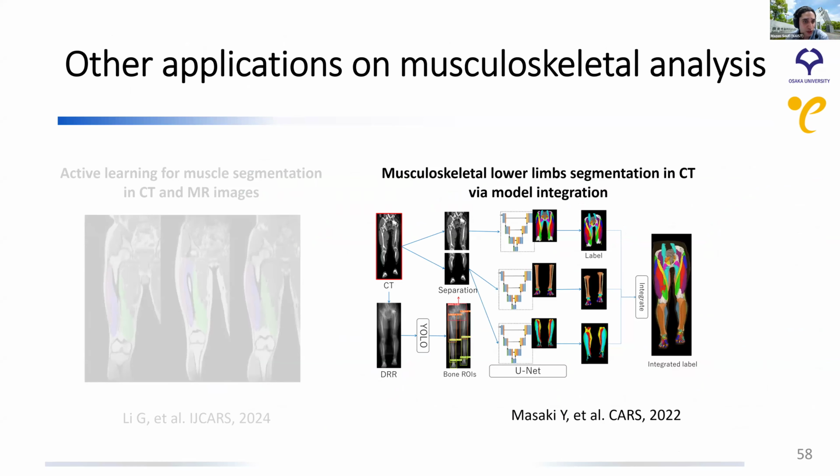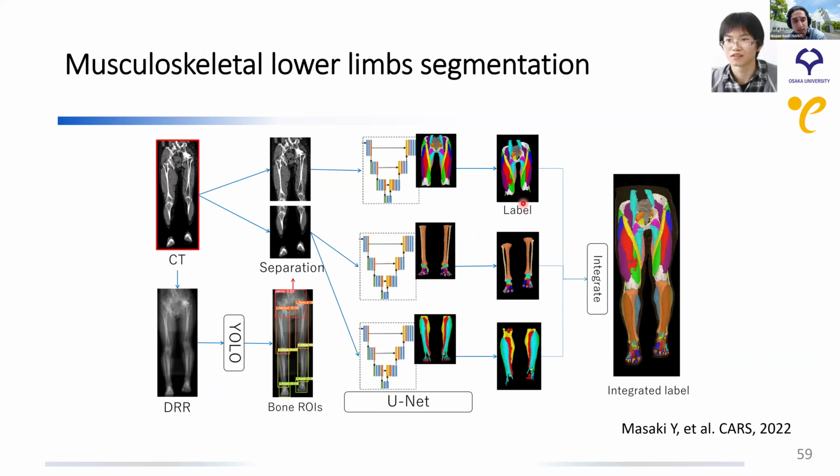Another application was the integration of multiple models. We have multiple CT data sets, one for the hip, one for the lower leg below the knee, one that includes only the bones, and another that includes only the muscles. So how do we integrate these regions or outputs of the models in an efficient way? This work is done by Mr. Masaki, a PhD student in our lab. He was using DRR images, first using a YOLO model to predict where the hip and the knee are, giving each region its specific model, and then integrating these U-Net outputs into a single integrated output.